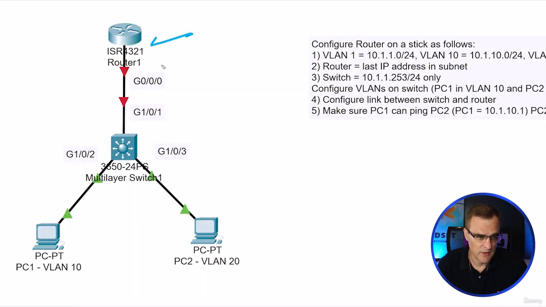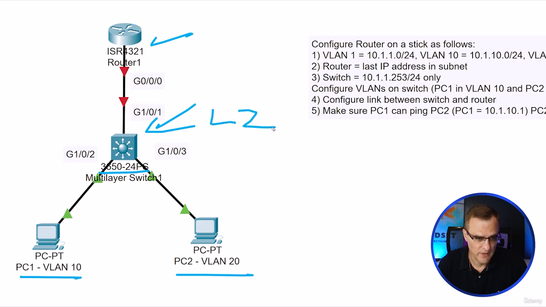In this lab, you need to configure a router on a stick. In other words, configure inter-VLAN routing, but using the router to do the routing from one VLAN to another. In this topology, you've got a router, Router 1, an ISR 4321. We've also got a 3650 switch here. We've got two PCs, PC1 and PC2.